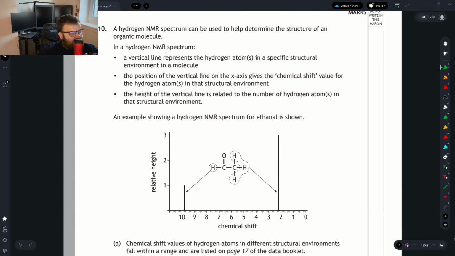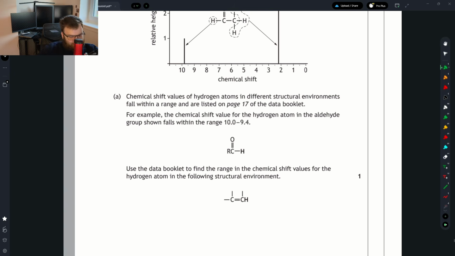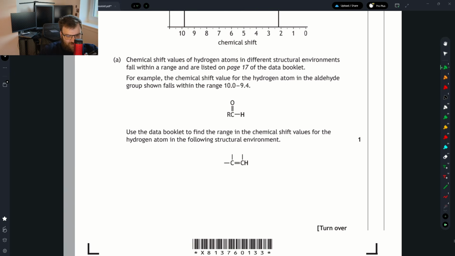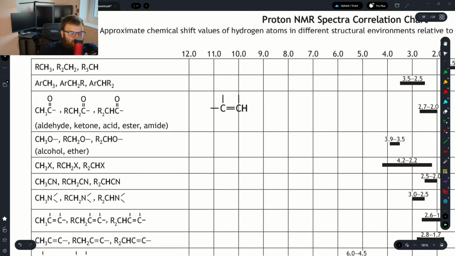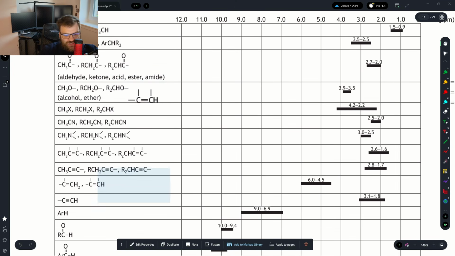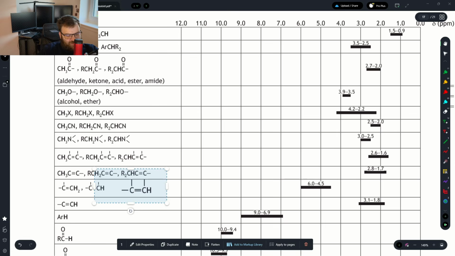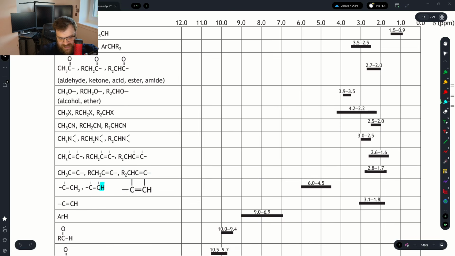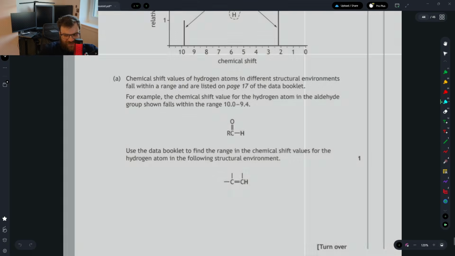Last question is a drop-down question from Advanced Higher Chemistry, where they're describing how a technique called NMR works, and they're talking about each line represents a hydrogen environment, and the height is related to the number of hydrogen atoms in the environment. And it's found on page 17 of the data booklet. So use the data booklet to find the chemical shift value of the hydrogen atom in this environment. Now, with these ones, what we need to look for is the one in bold that's got the shift shown in here. So we're looking for one that has carbon to carbon double bond. We're looking like we're down in here. We're looking for 6 to 4.5 for that one, because it's showing that is for that hydrogen in particular. So it's 6.0 to 4.5.